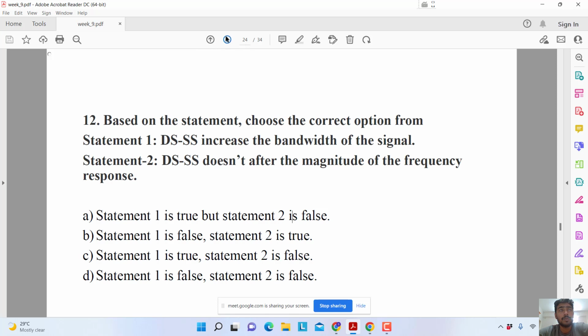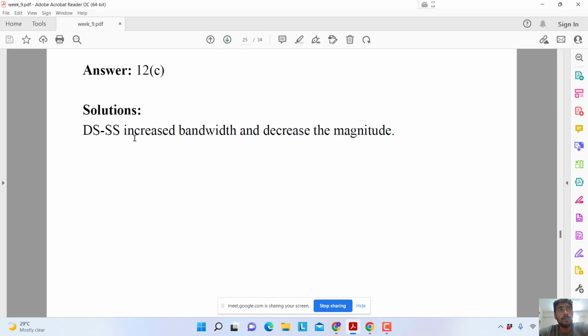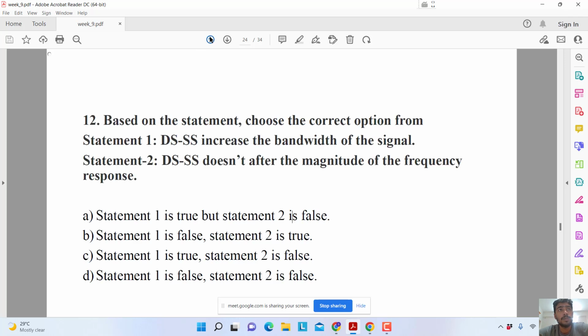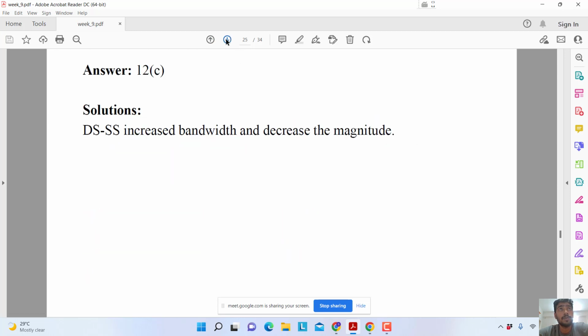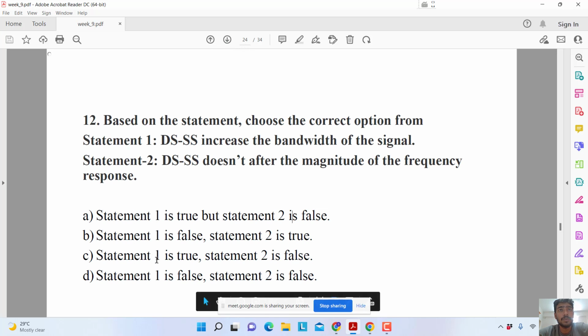Okay, so explanation of this question is here that direct sequence spread spectrum increases bandwidth and decreases the magnitude. So statement 2 is false and statement 1 is true. So option A is right. Sorry, C part. Statement 1 is true and statement 2 is false. I think A and C both are right because the significance of those options is the same. A and C is right.